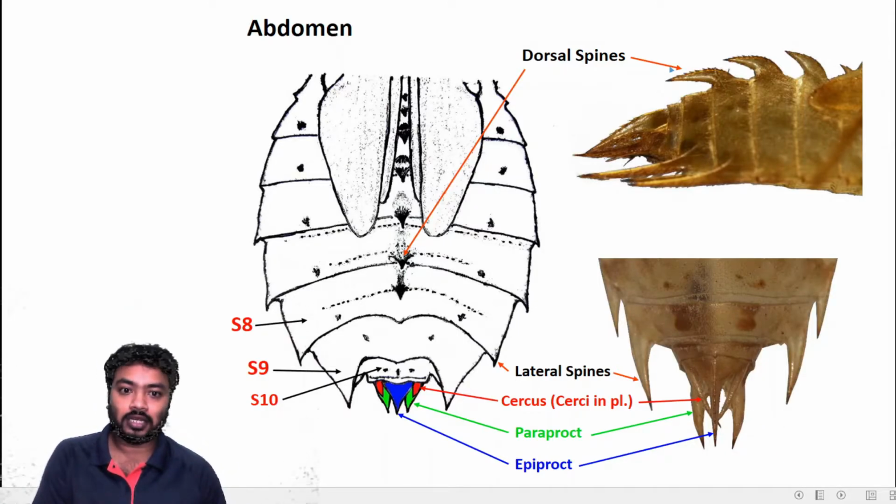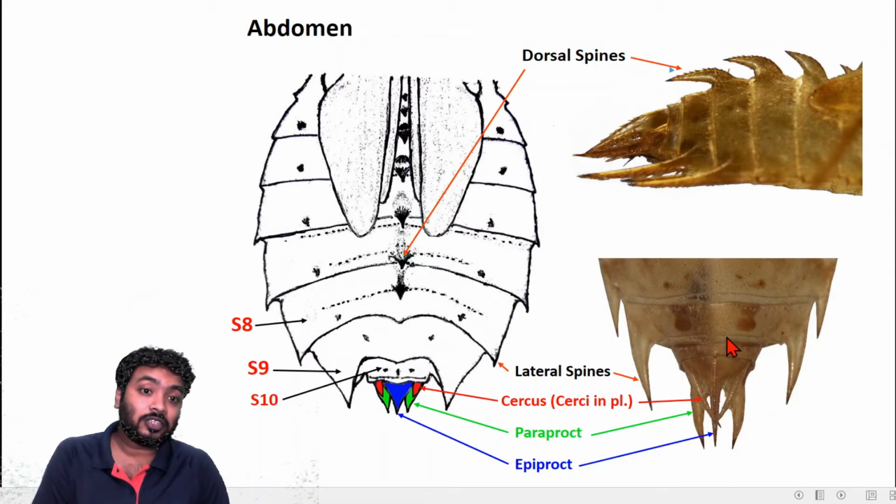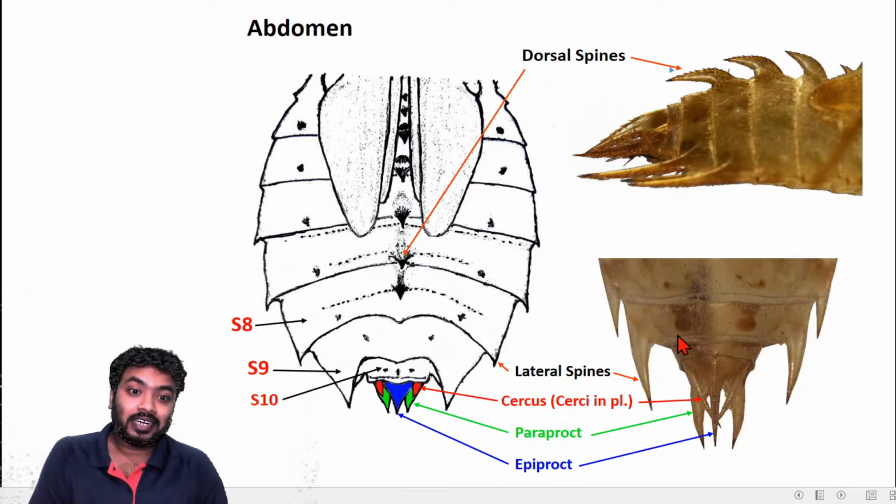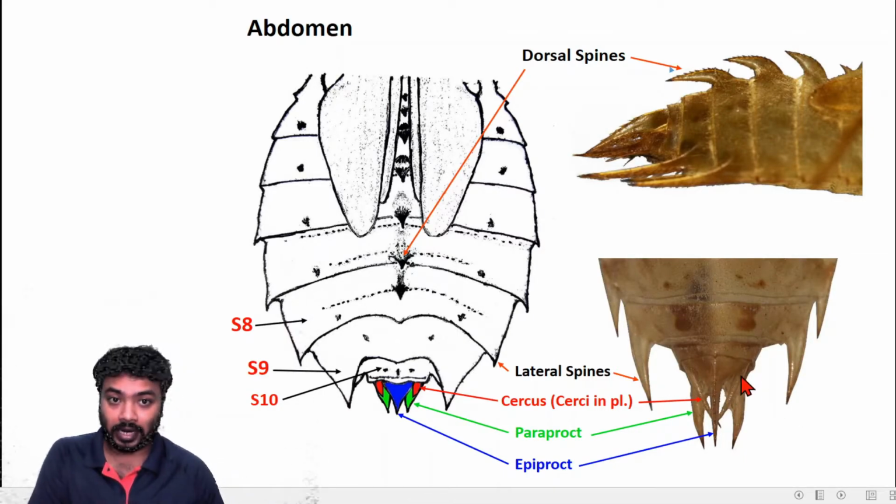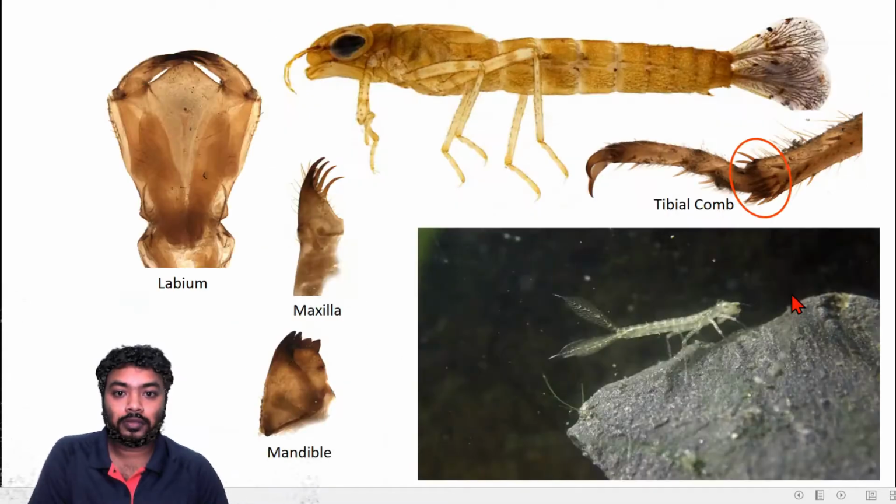And one more character: see here, the anal pyramid is almost sunken within the 9th segment. So the 10th segment and the anal pyramid are not very long, and are almost similar to the length of segment 9. But in this species, the segment 10 and the anal pyramid are well projected beyond the length of the lateral spines of segment 9. So these are also important characters to look at.